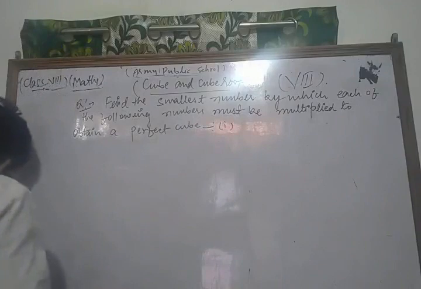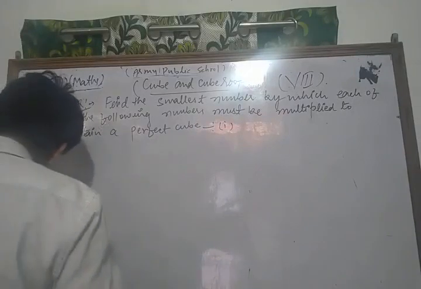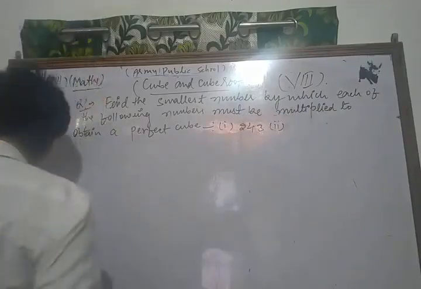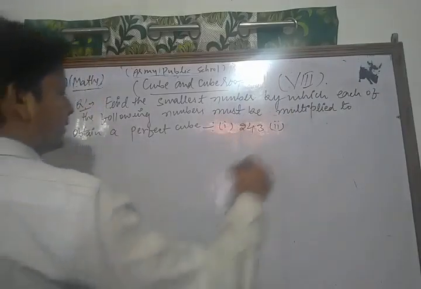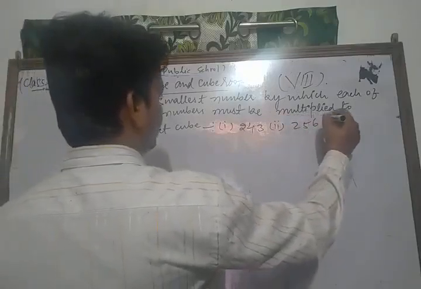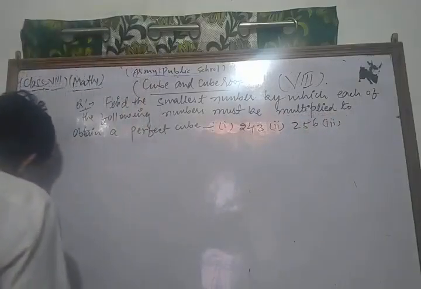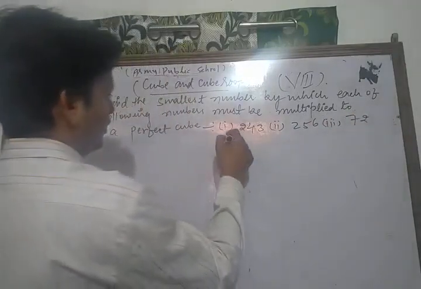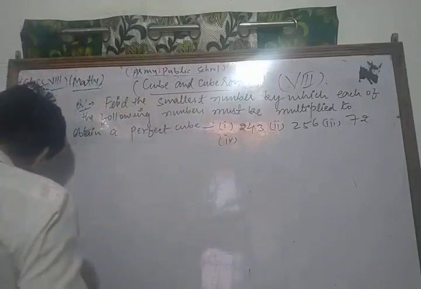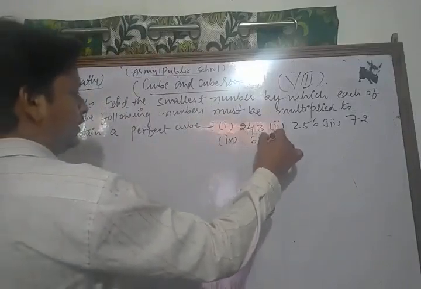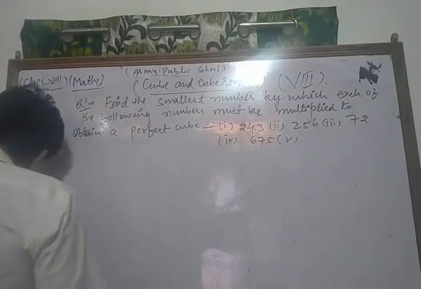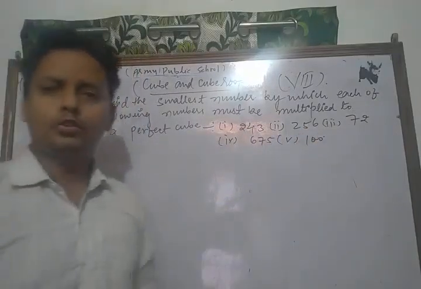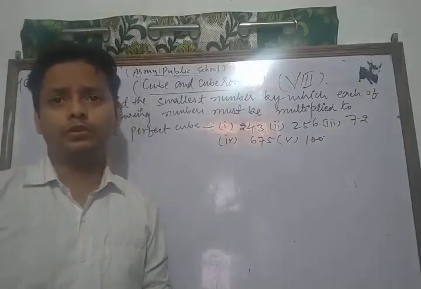First is what? 243. Second is what? 256. Third is what? 72. Fourth is what? 675. And fifth is what? 100. Okay, so this is the question. This is one of the most important questions of your syllabus.